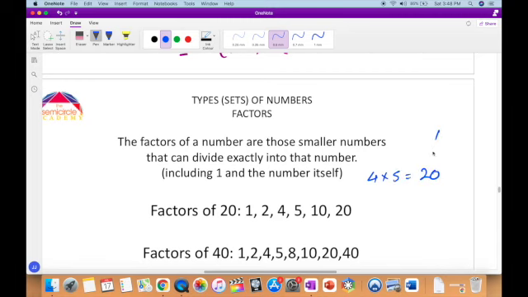But in algebra, they'll give us 20, and they will tell us, find the factors of 20. So they'll use the word factorize. And of course, it wouldn't be 20. It could be some x plus 3 plus whatever. And they're going to say factorize.